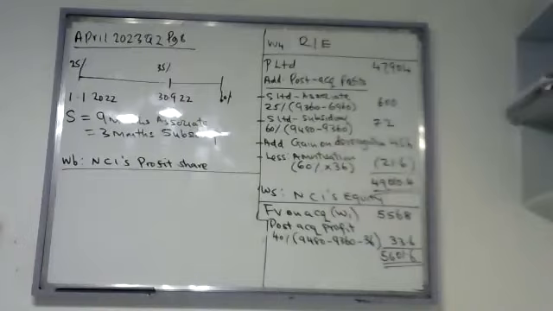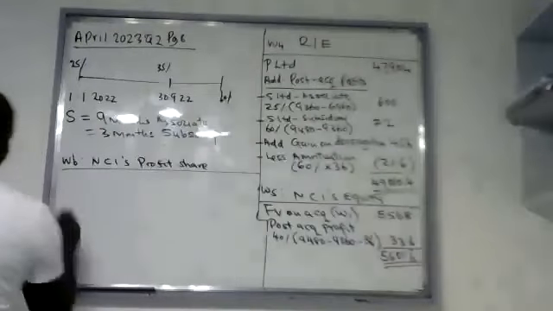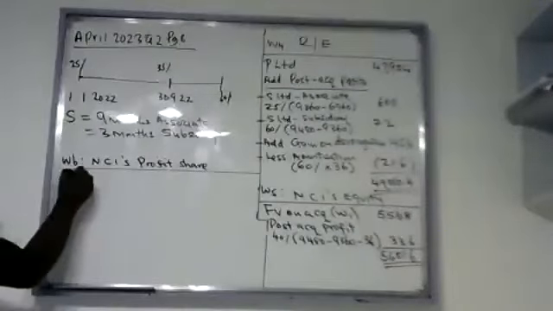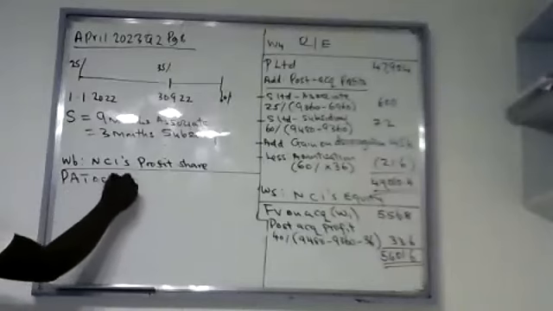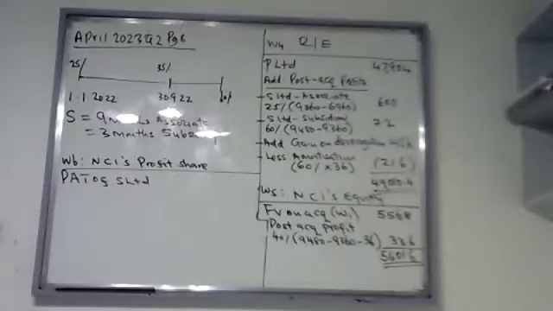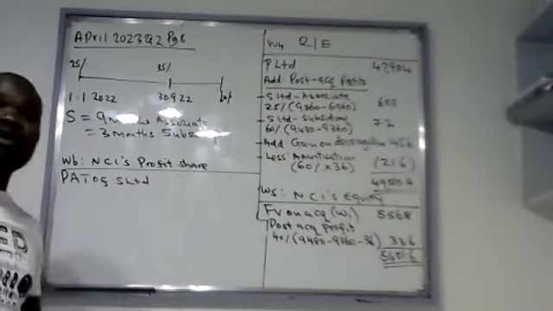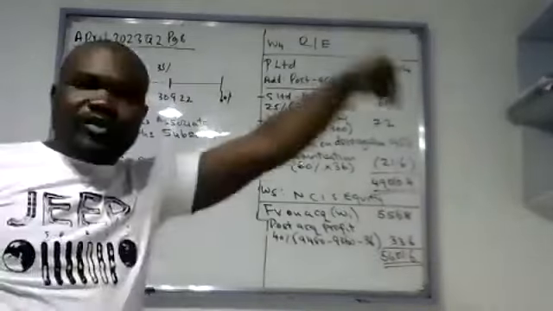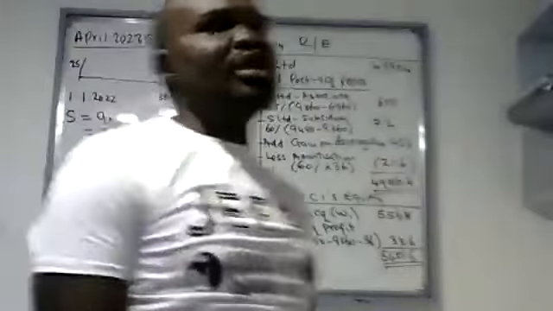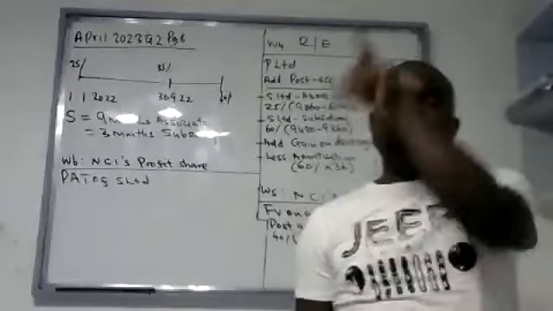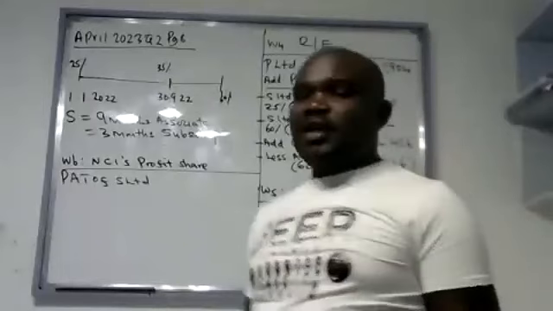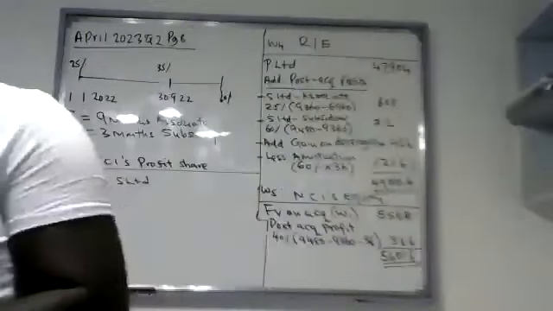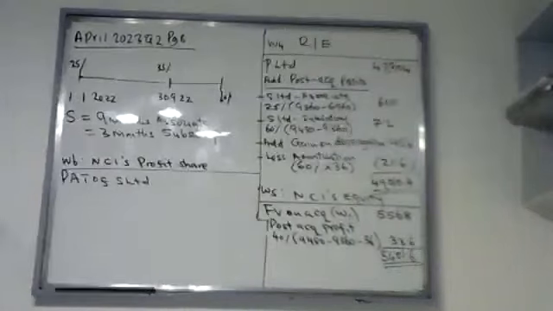So for NCI's profit share, you will take PAT. They normally take profit after tax of the subsidiary. Minority is always working a subsidiary. So they normally share the profit after tax of the subsidiary. How much are you seeing? The PAT of subsidiary. Pick it from the P&L. Check the P&L, then pick it from there.